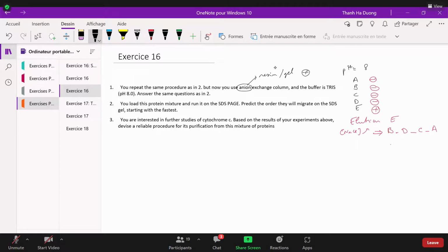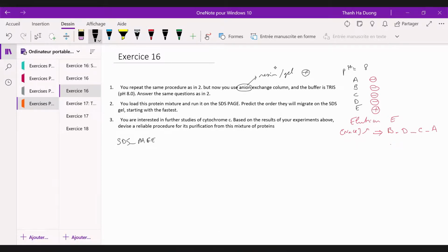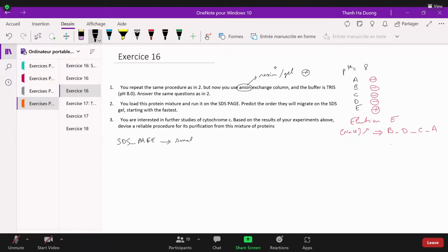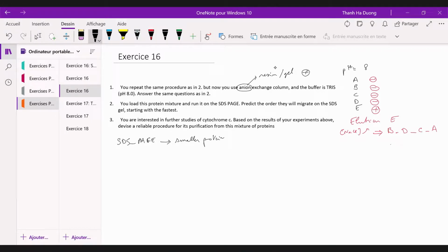After that, when we make SDS-PAGE electrophoresis, which one goes faster, the smaller one or the bigger protein? Smaller. Yes, the smaller protein goes faster, or migrates faster.